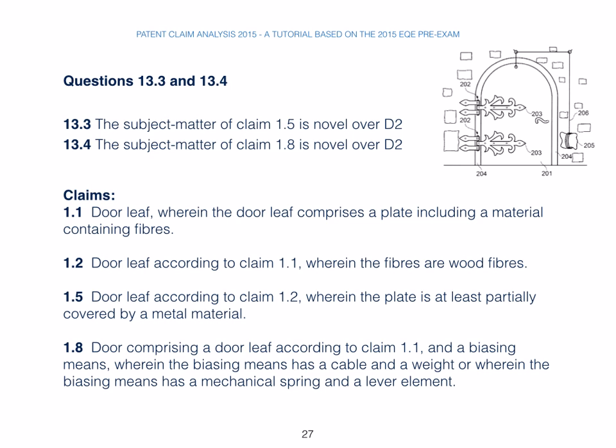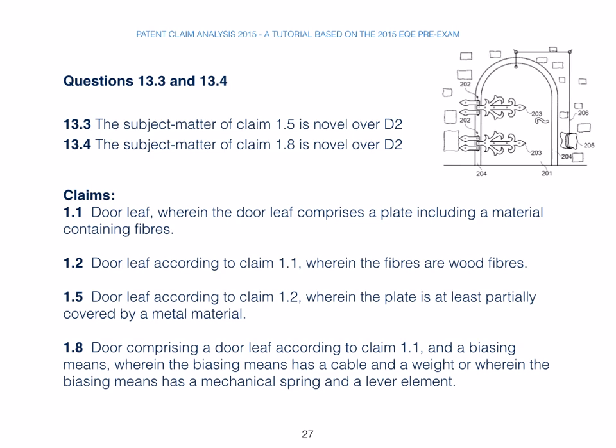So for the first question, for claim 1.5, we need to know whether D2 has wood fibers and we need to know whether the plate is at least partially covered by a metal material.